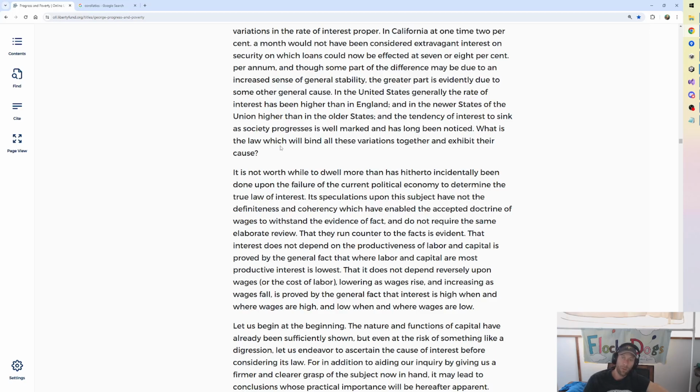It is not worth while to dwell more than has hitherto incidentally been done upon the failure of the current political economy to determine the true law of interest. All right, we won't just make fun of economists, even though George loves to do that. Its speculations upon this subject, see, here he goes. Its speculations upon this subject have not the definiteness and coherency which have enabled the accepted doctrine of wages to withstand the evidence of fact, and do not require the same elaborate review.